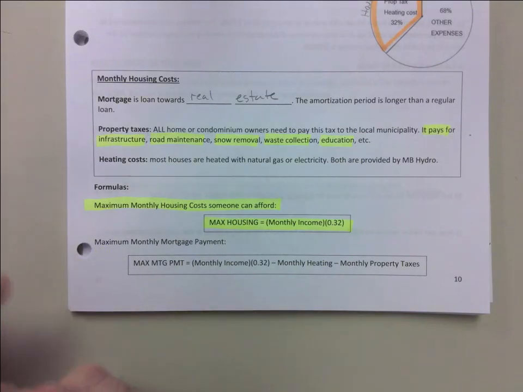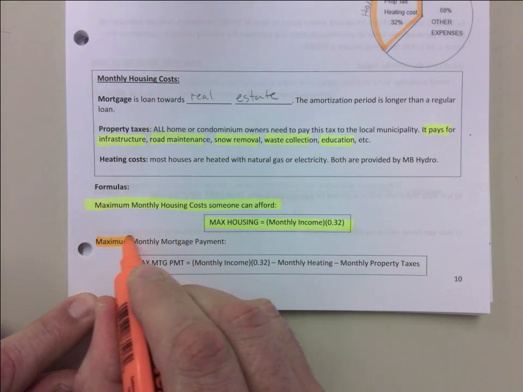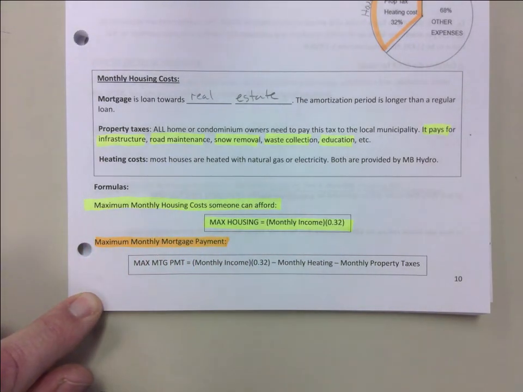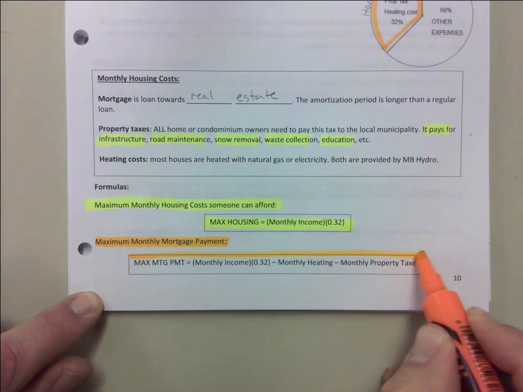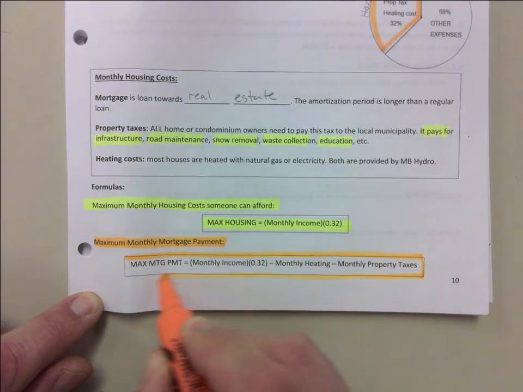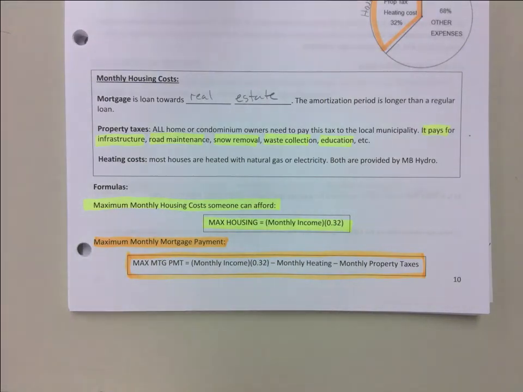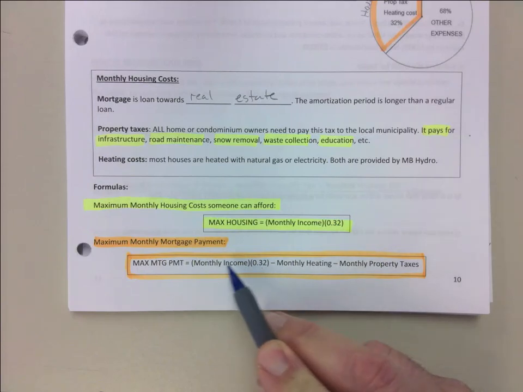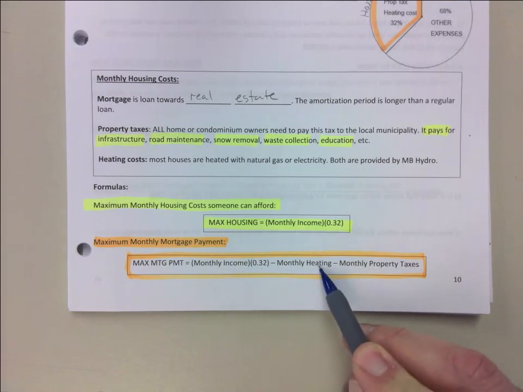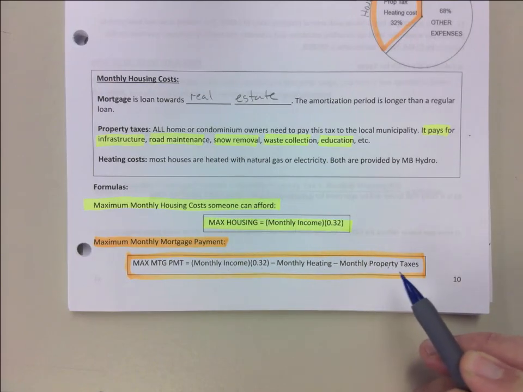I'll use a different color for this one, because if someone asks you what's the maximum monthly mortgage that you can afford, then you would use this formula right here, which is a little bit longer. So you basically say monthly income times 32%, subtract the heating, subtract the property taxes. So you basically are left with how much of that can be your actual mortgage payment.